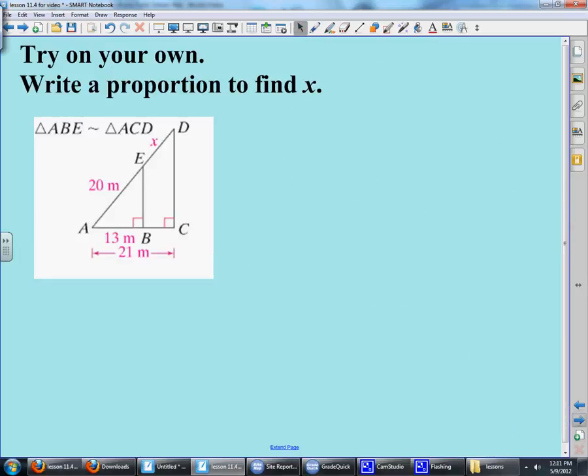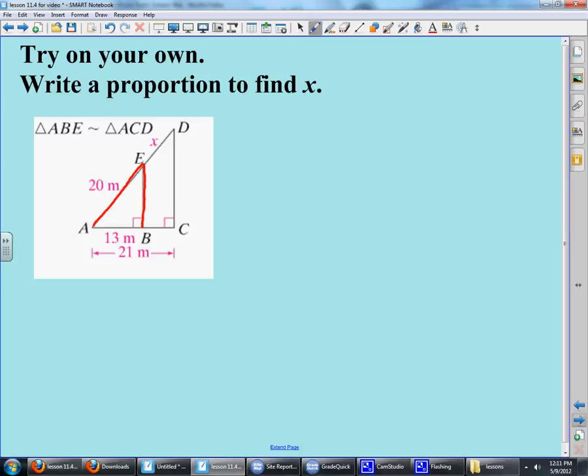So what I want you to do is try this problem on your own and see if you can find the missing length of x, and when you finish, turn back on the video and we'll go over this together. Okay, here's the first triangle.